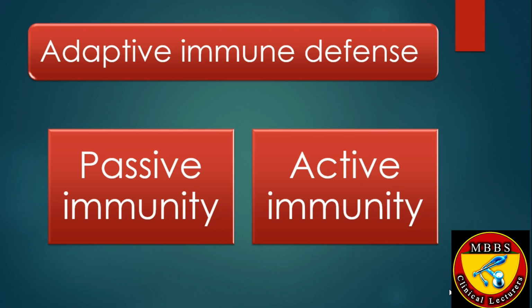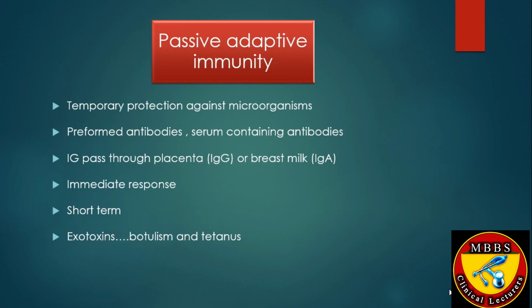Okay, so this was all the part of the innate immune defense, in which we discussed inflammation, phagocytic cells, phagocytosis, and how the killing happens in the phagosome. Now we are going to move to the second part of the host defense, which is the adaptive immune defense, and it comprises passive immunity and active immunity.